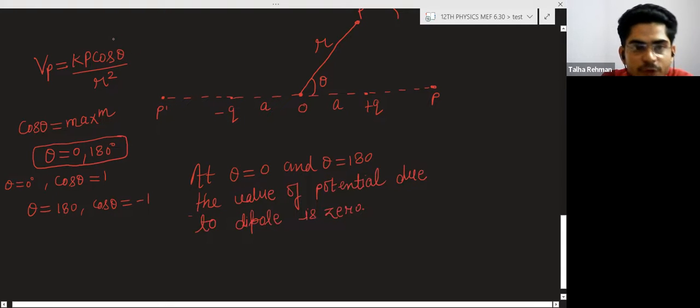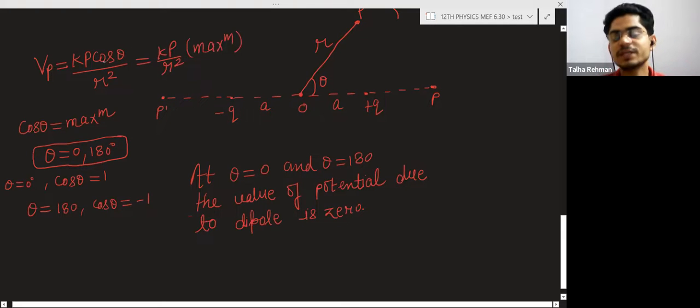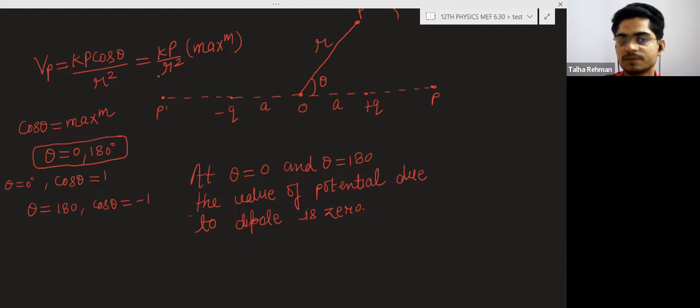Why is this 0? Because cos theta will become 1, then we will have the value kp by r square. That is the maximum value. If theta is anything else, like 90 degree, then Vp will become 0. And if theta is 60 degree, then it will become half. So the value of potential will be maximum only at angle 0 or 180 degree.